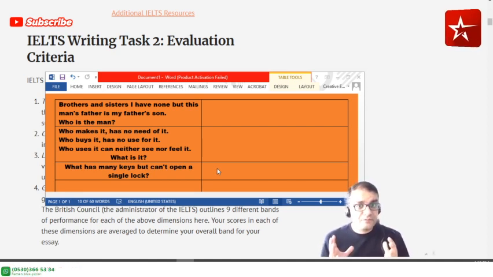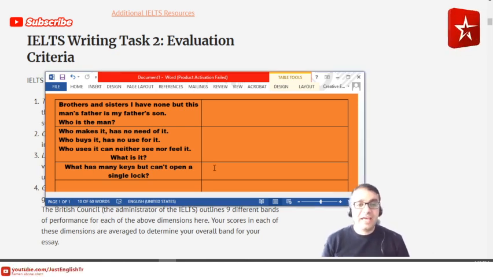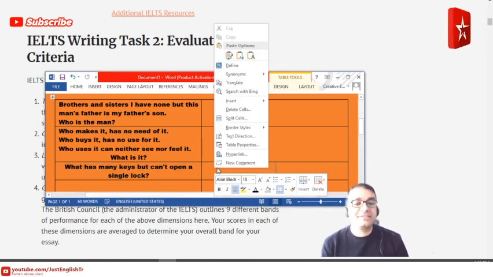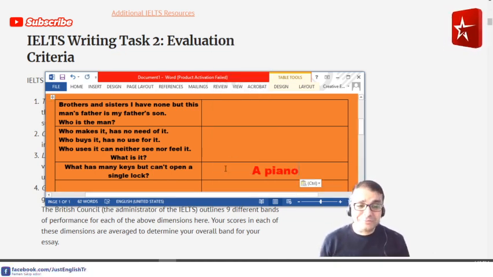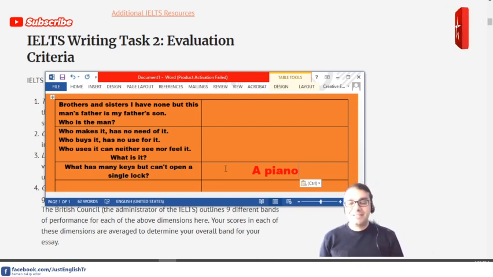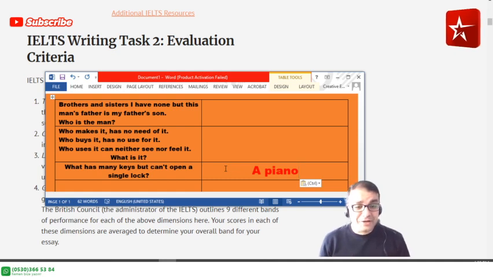The idea of a lock is not going to work out here. So basically, the answer is a piano. The answer is a piano. The piano has many keys, but it can't open a single lock. Now, this is a kind of trick you will face in IELTS, a piano.